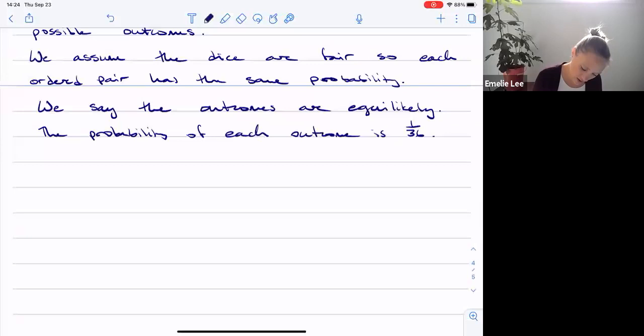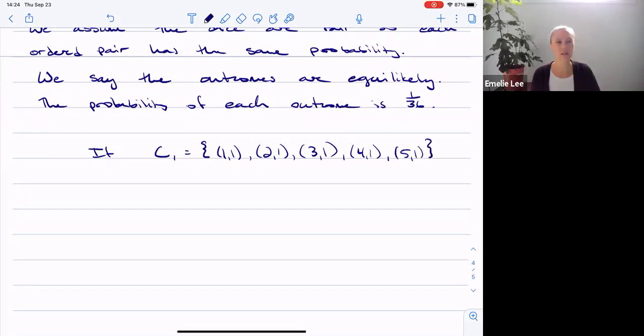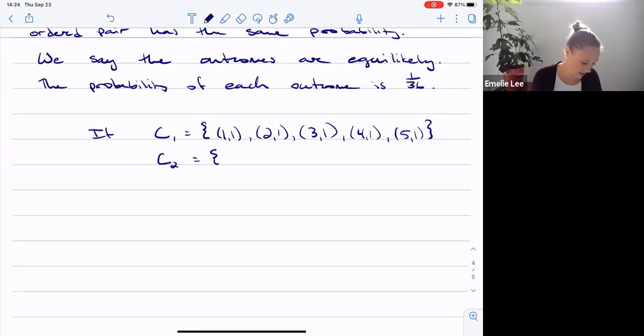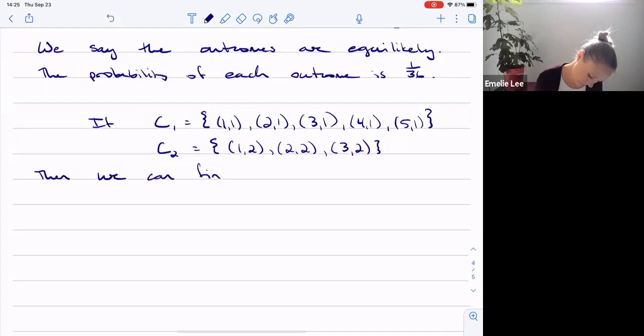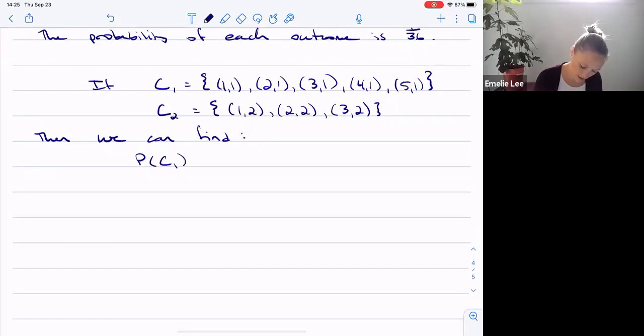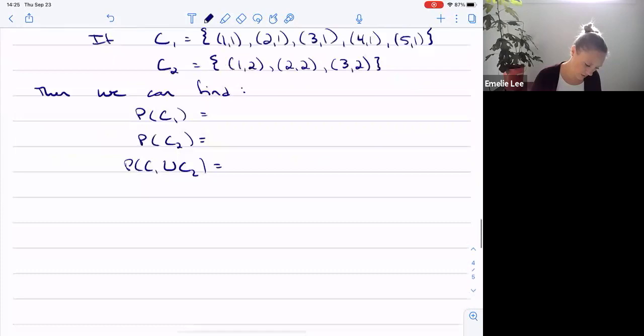Let's just, for this example, let the set C1 be the set of (1,1), (2,1), (3,1), (4,1), and (5,1), I think. And the second set, C2, be the set of (1,2), (2,2), and (3,2). Okay. Then we can find the probability of C1, the probability of C2, the probability of C1 or C2, and the probability of C1 and C2.